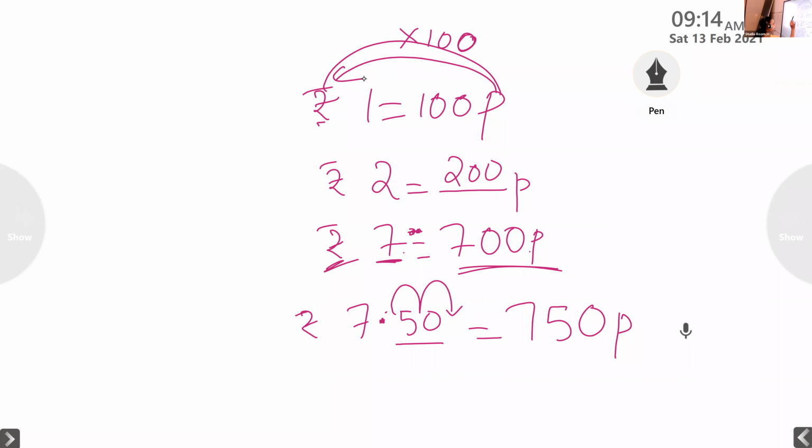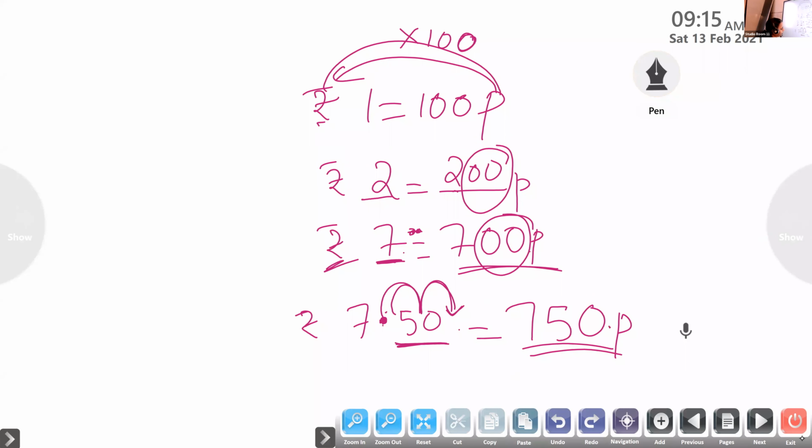So here, to multiply, what did I say? Write the number, add 2 zeros. But children, here there are already 2 digits after the decimal. So you have to move this decimal point after 2 digits, that means 1, 2 digits. After 750, if you put the decimal, there is no value. So write the number without the decimal point.